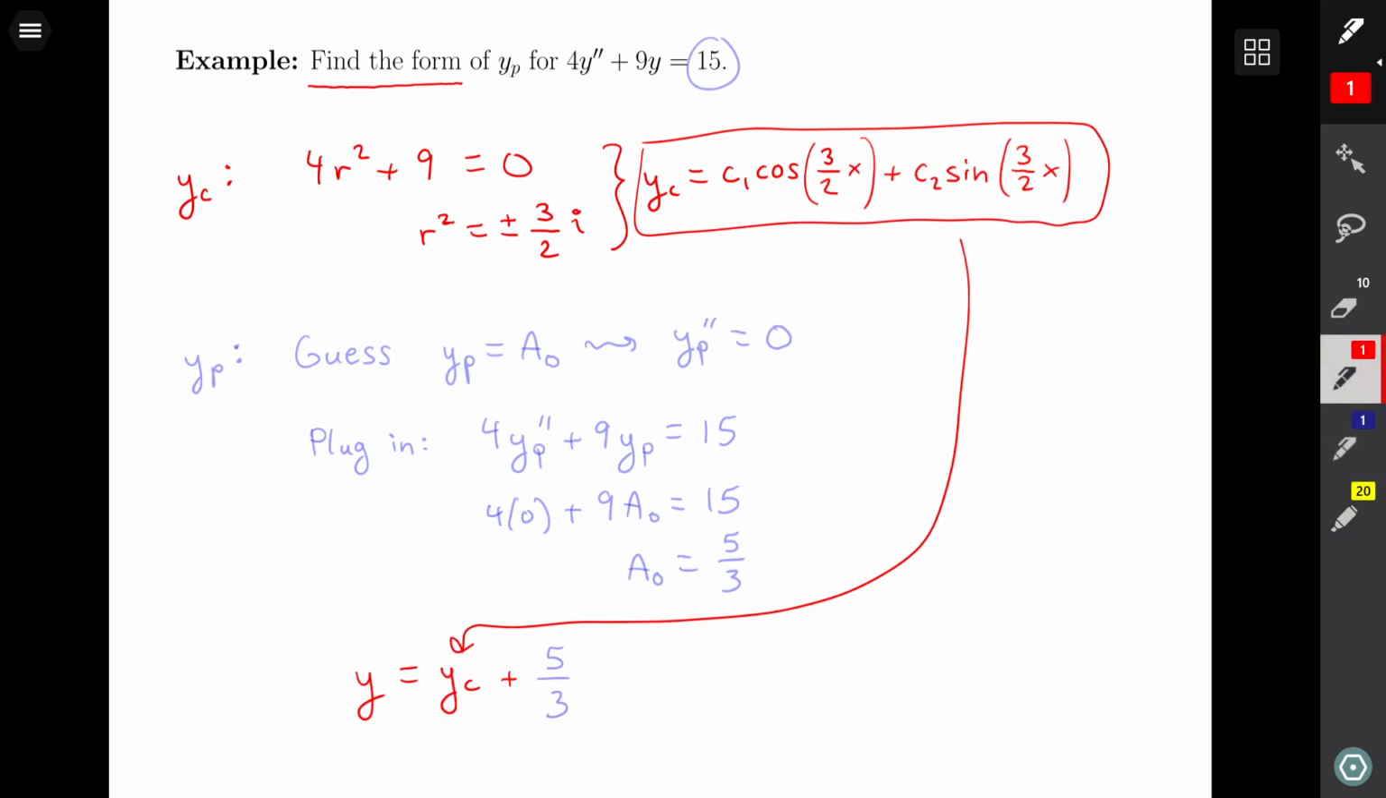Remember that this constant here that you make the guess for, a0, that's not an arbitrary constant. You're supposed to find the exact value by plugging in. And in this example, I did that, but in the rest of them, it doesn't look like I'm going to do that. I just want to outline how to figure out the proper guess.